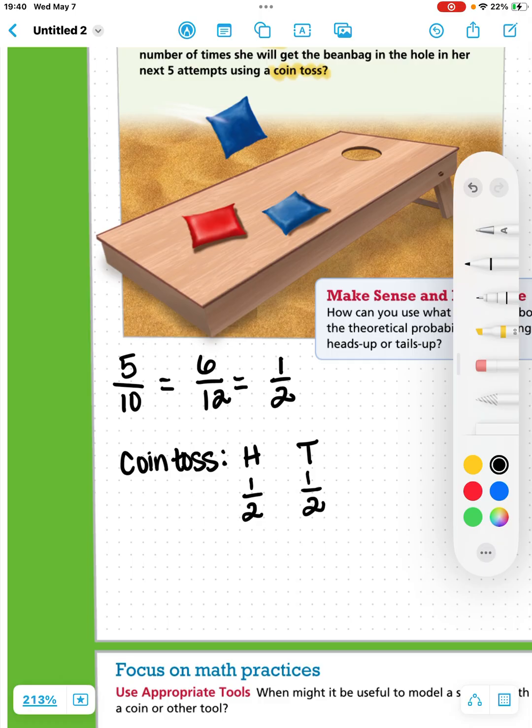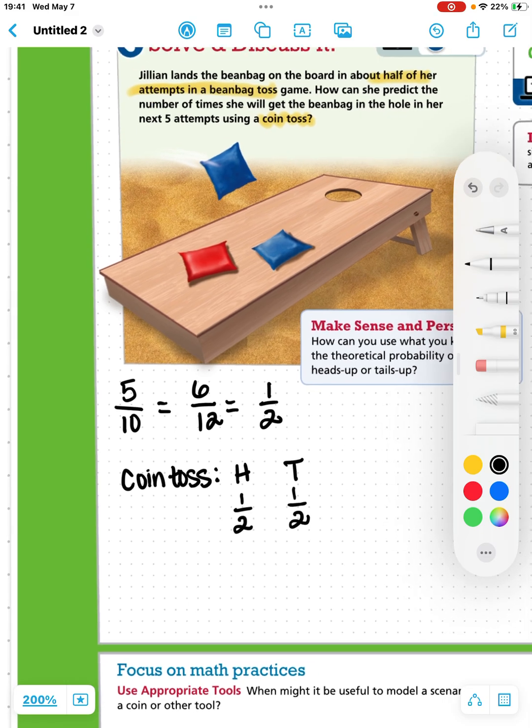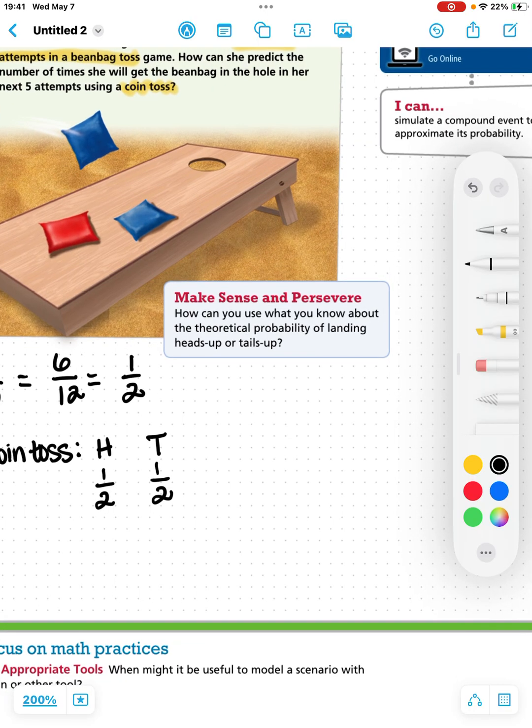So how can we relate this cornhole game to a heads or tails flip, or a coin toss? We can just say that if this coin toss lands on tails, the bag will land on the board, and then vice versa. If it lands on heads, the beanbag did not land on the board. So with that, we're just going to write that out.